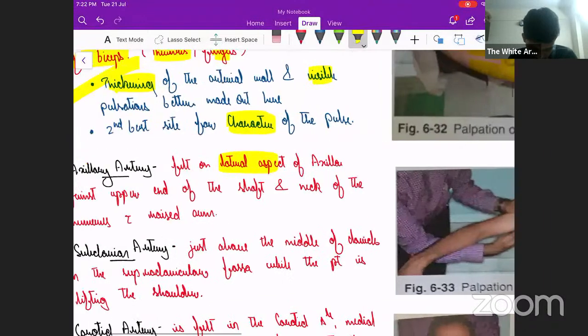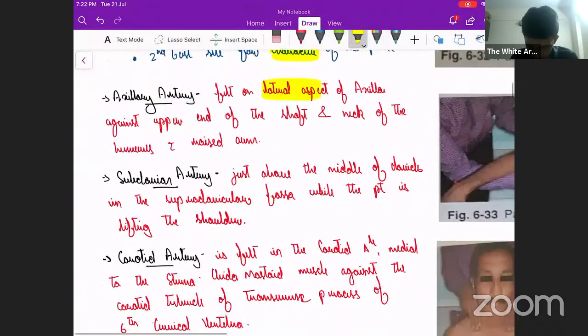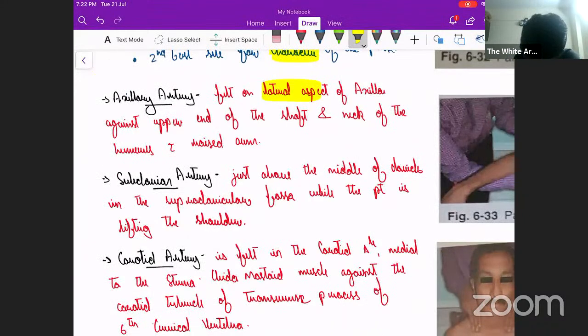Okay, next is the subclavian artery. It is easy to palpate just above the middle of the clavicle, in the supraclavicular fossa. Make the patient lift the shoulder this way so that it becomes easier. The deep fascia will get relaxed.